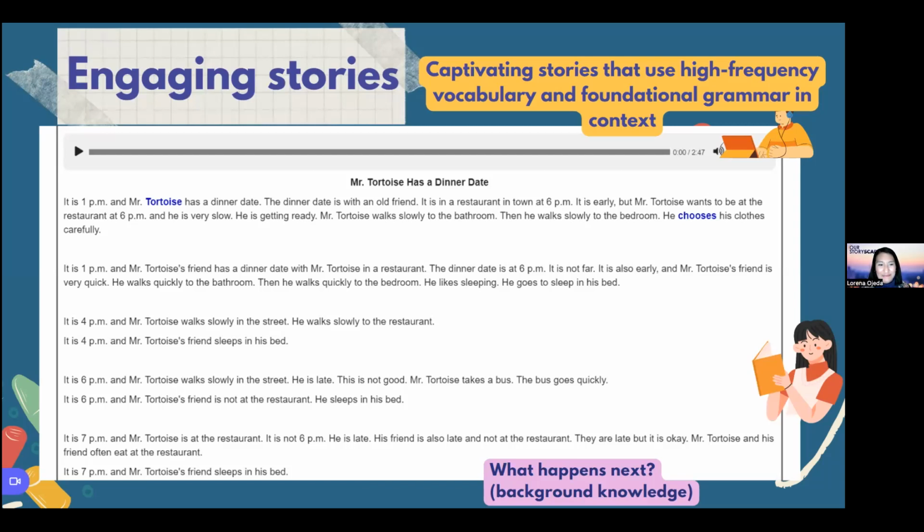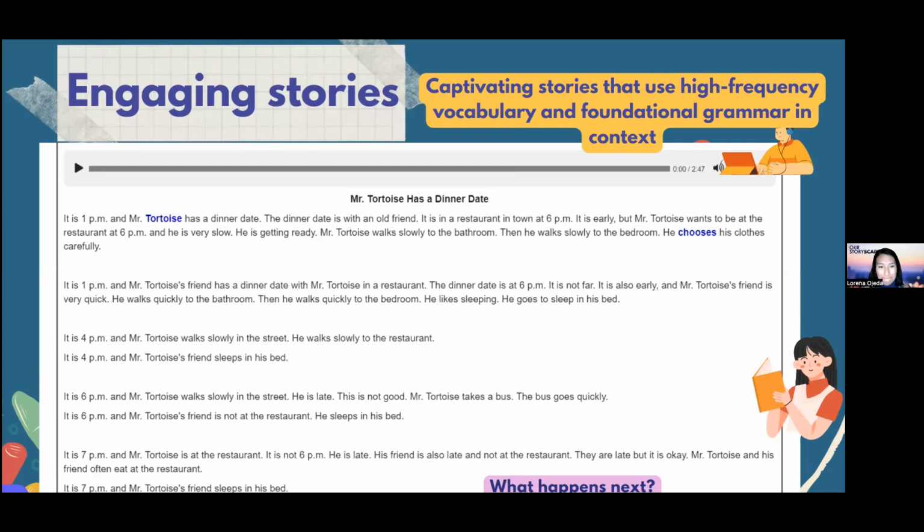It is 6 p.m. and Mr. Tortoise walks slowly in the street. He is late. This is not good. Mr. Tortoise takes a bus. The bus goes quickly. It is 6 p.m. and Mr. Tortoise's friend is not at the restaurant. He sleeps in bed. It is 7 p.m. and Mr. Tortoise is at the restaurant. It is not 6 p.m. He is late. His friend is also late and not at the restaurant. Very late, but it is okay. Mr. Tortoise and his friend often eat at the restaurant. It is 7 p.m. and Mr. Tortoise's friend sleeps in bed. What happens next?